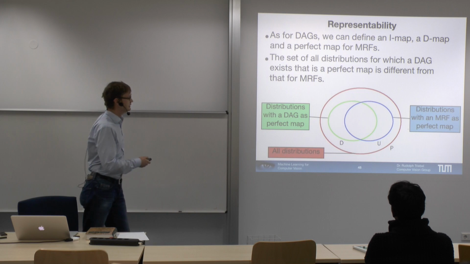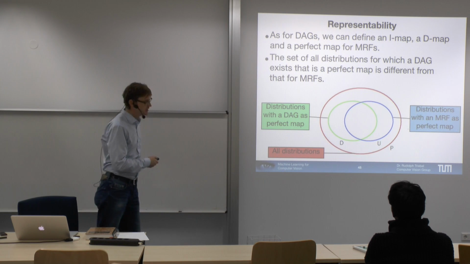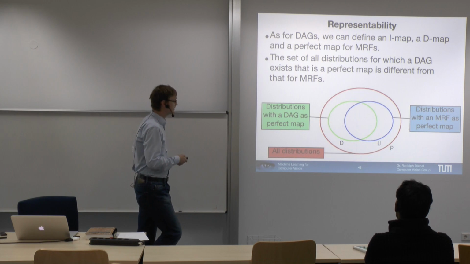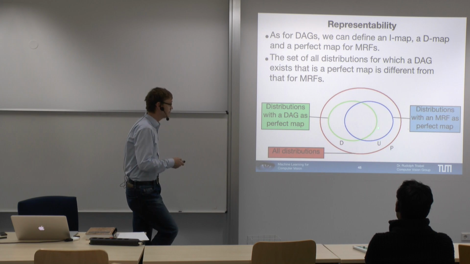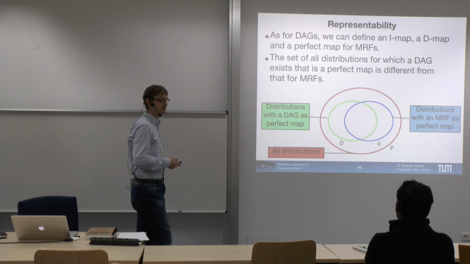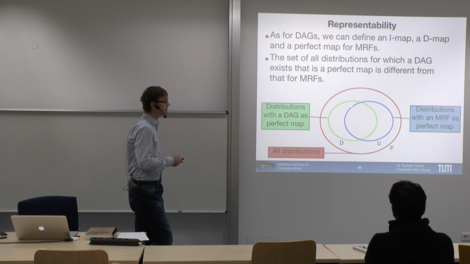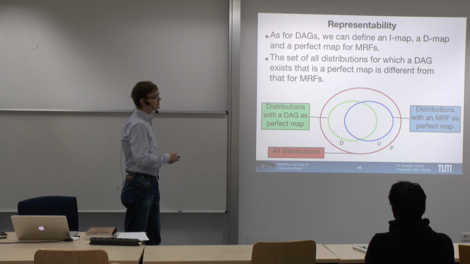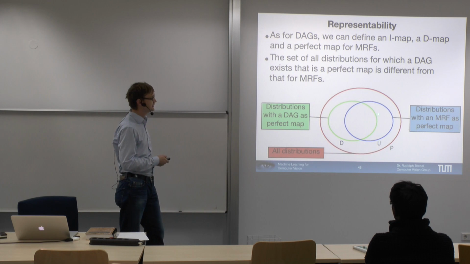This just shows the representability. This just shows the set of all directed graphs. Sorry, the directed graph is the green one. The set of all distributions that can be represented with a perfect map as a DIG, with the directed graph, right? This is the distributions that are represented by directed graphs. And the green one is the set of distributions that are represented with an MRF. And you see, of course, there's a lot of points in the middle here, right, in the intersection.